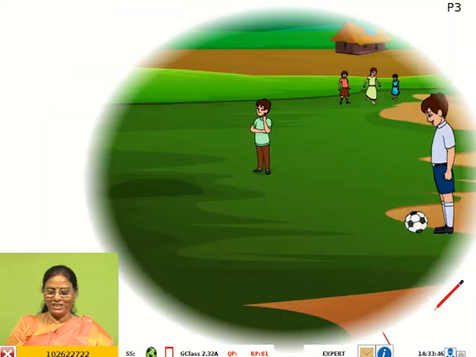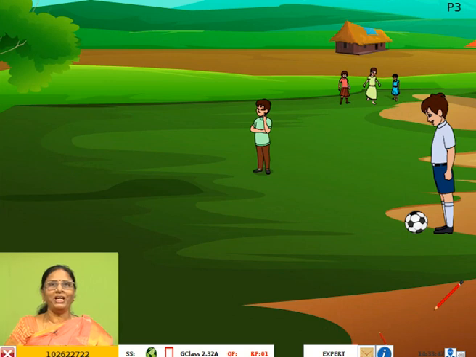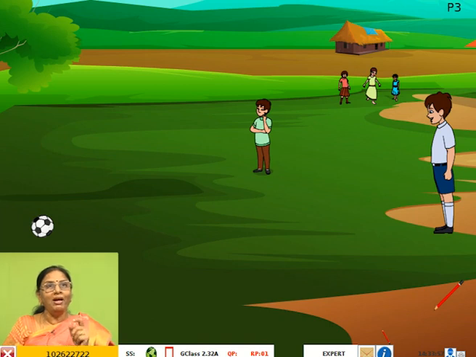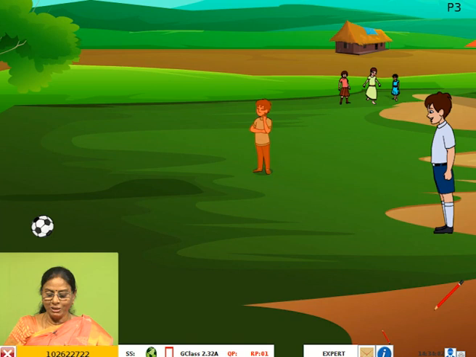Let us take another situation. We have Raju here. Now, Raju is going to kick the ball. Just observe what happens once he kicks the ball. The ball has come to a stop. Who stopped this ball? Did this boy standing here stop the ball?